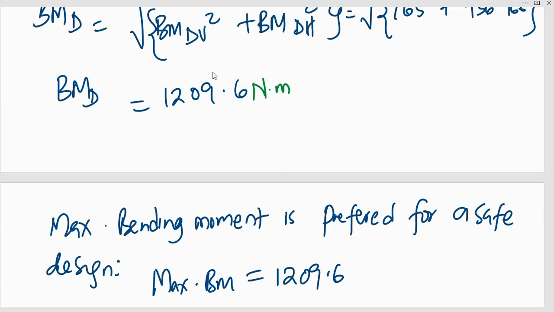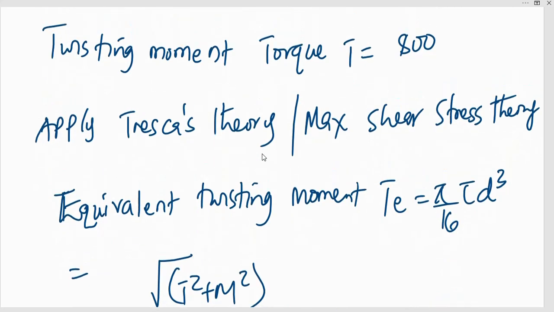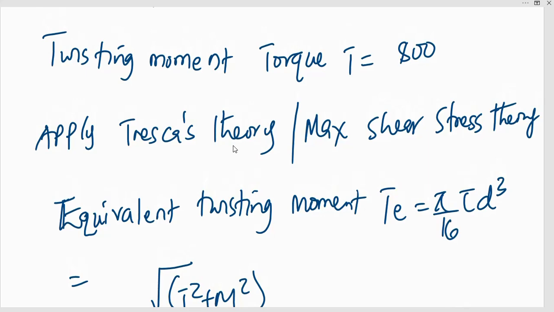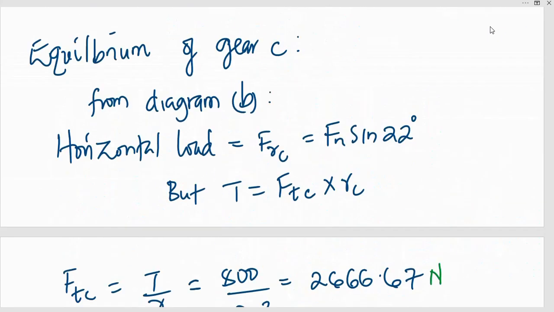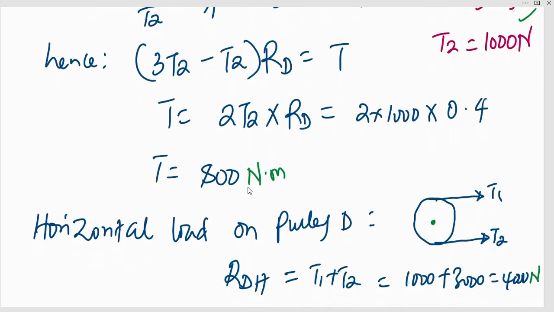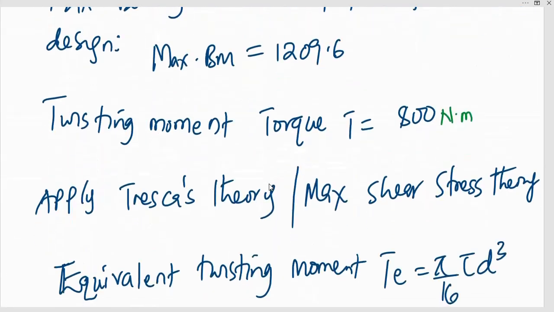Of course, if I was given information about the allowable bending stress, then I would utilize this in the design of the shaft. But remember, I'm provided with the information only about the maximum shear stress. So I'll only use the maximum shear stress theory, and I need to therefore determine also the twisting moment, which is torque, is equal to 800 Newton meter as determined above here. Remember, we determined the torque as 800 Newton meter, and this is the twisting moment that we are going to apply in the maximum shear stress theory to design the shaft.